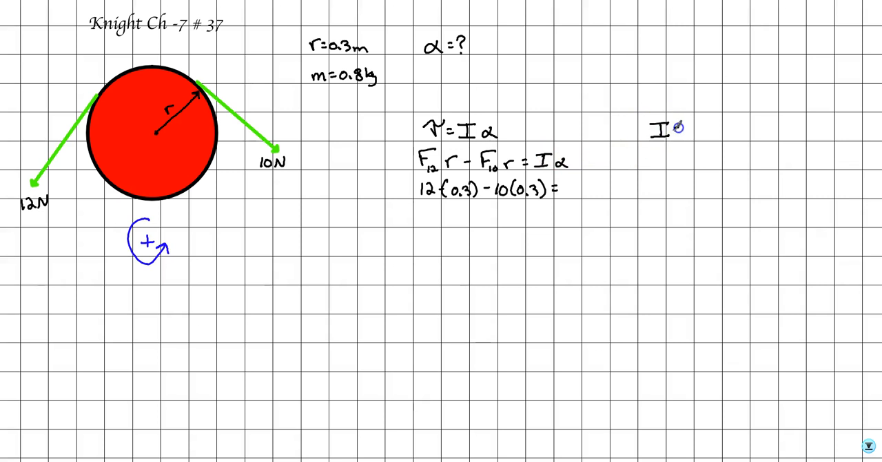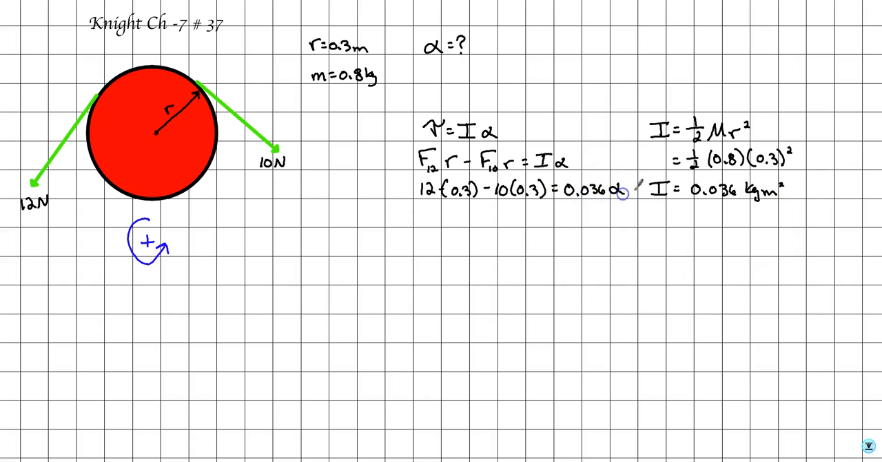Normally, if it's just a solid cylinder, we can look up the equation for the moment of inertia of a solid cylinder, and it is 1/2 m r squared. So plugging that in, 1/2, and then m is 0.8, r is 0.3, and that's going to get squared. So the moment of inertia for this cylinder is going to be 0.036 kilogram meters squared.